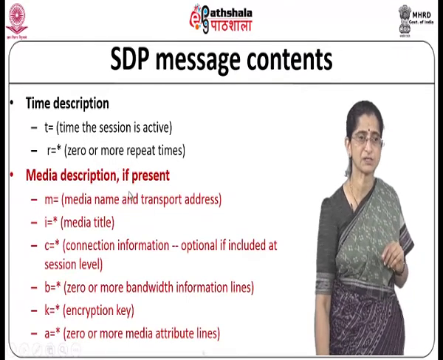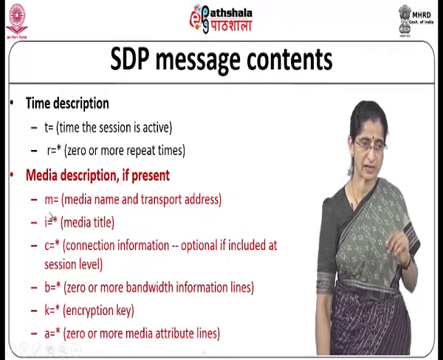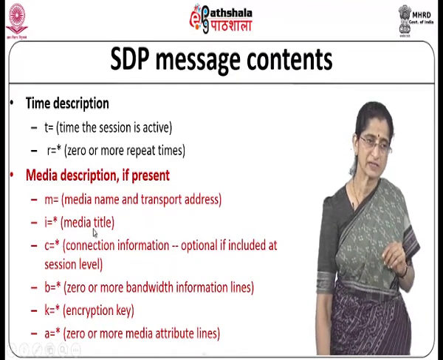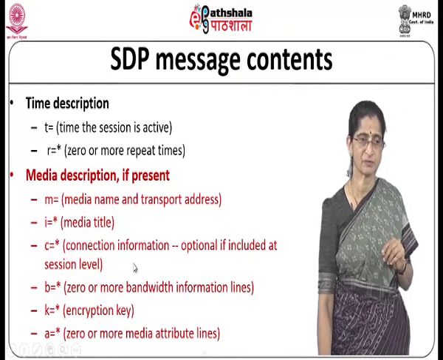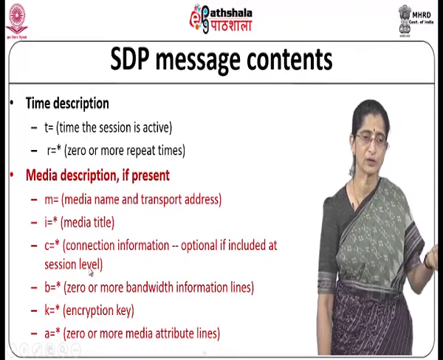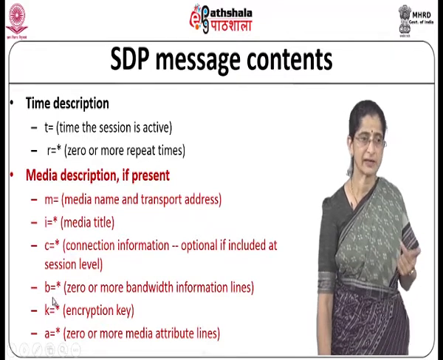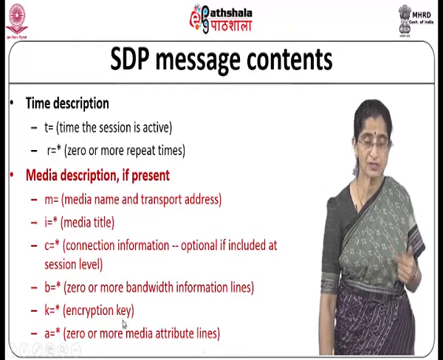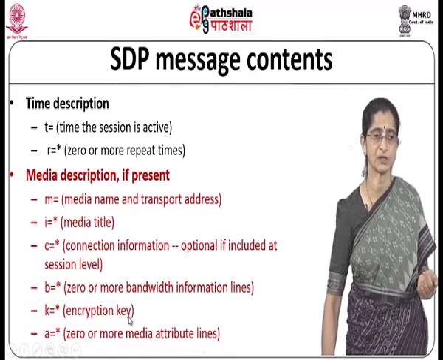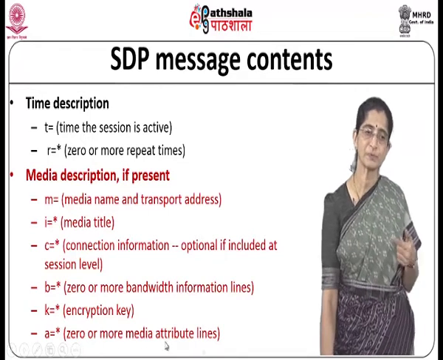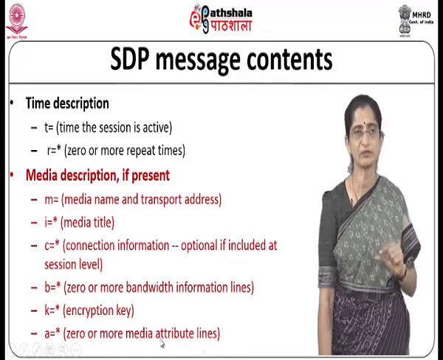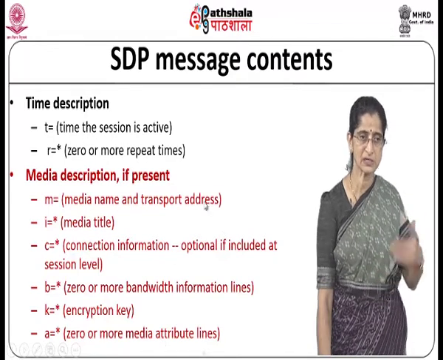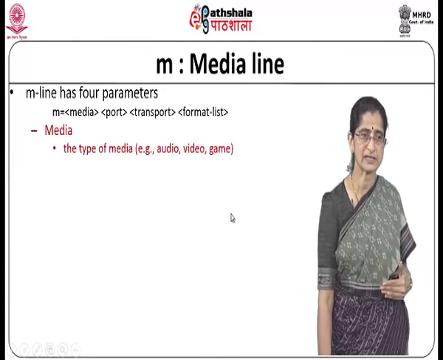So if this media description is present, you will have information such as M, which will give you the name of the media and the transport address, and then you have the media title, and then you have C, which gives you connection information. We said that this is optional if it is already included at the session level. And there is again B, which gives you 0 or more bandwidth information lines. K gives you the encryption key if there is some kind of encryption being used, and A gives you 0 or more media attribute lines. So specific to the media there may be other attributes that need to be specified, they will be specified as A lines. Okay, so these are the different lines that need to be present.